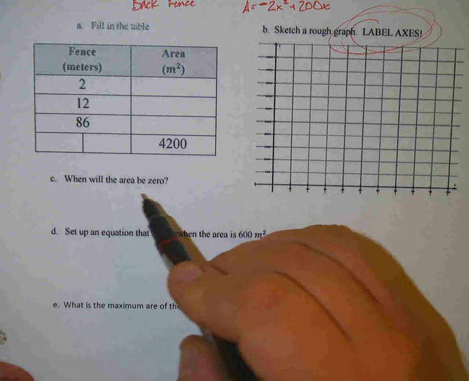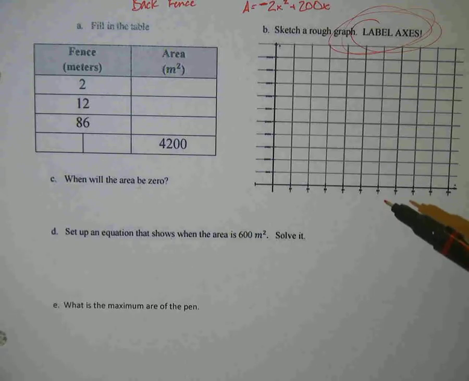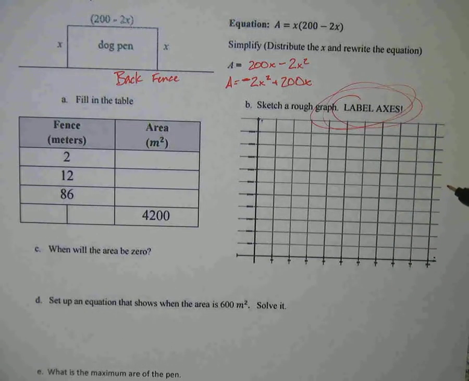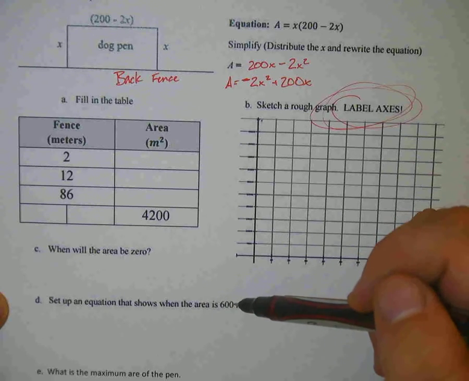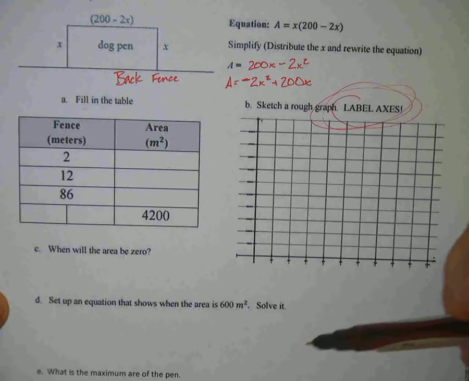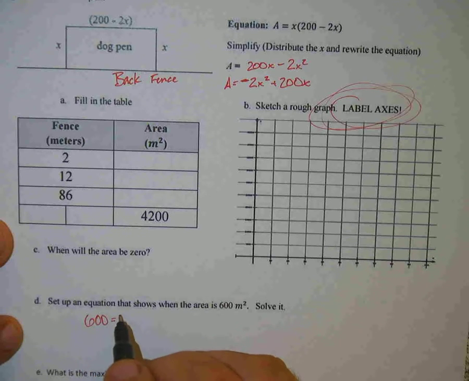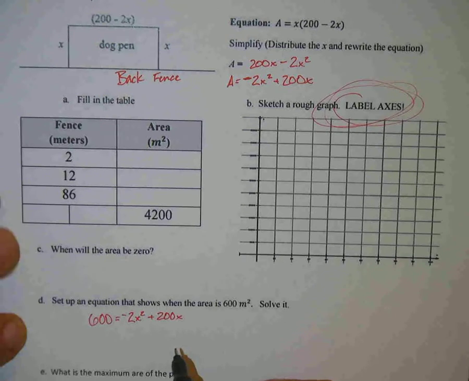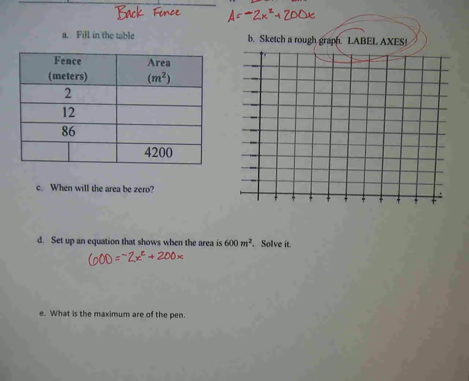So when will the area be 0? Well, is the area ever going to be 0? I guess if the x value, if the one side was 0, then it would be 0, but that's about it. Set up an equation that shows the area is 600 meters squared and solve it. So really you're looking at this equation here. You have 600 equals negative 2x squared plus 200x. I would guess you'd move that over and then probably use the quadratic equation. I guarantee it works. It might be some big numbers, but I know for certain that it works.